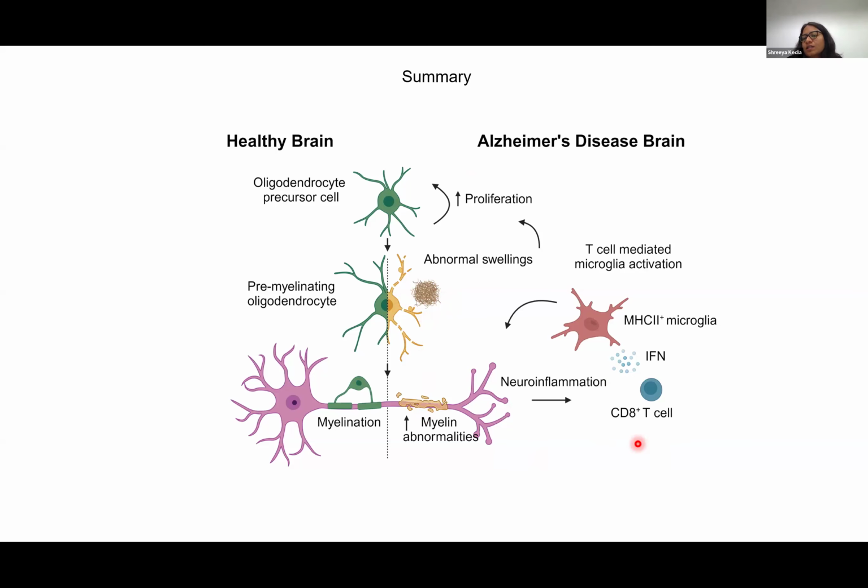We have CD8 positive T cells in the brain, which can secrete cytokines such as interferon gamma, which is known to activate microglia to express MHC2. We show that this microglia population has myelin damaging properties. This leads to even more myelin abnormalities, driving a feed-forward cascade where these myelin abnormalities cause more neuroinflammation. This cascade was partially rescued by anti-CD8 antibodies and CD8 positive T cell depletion.